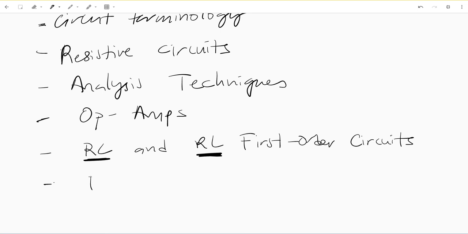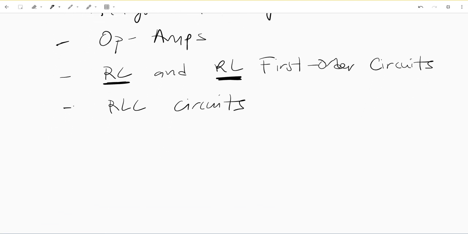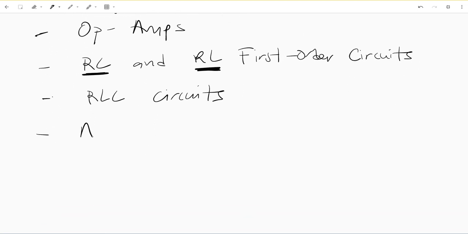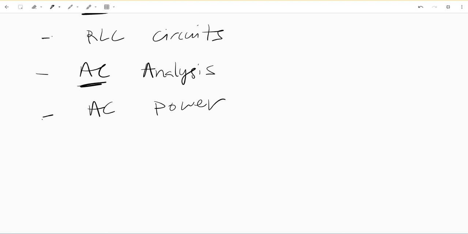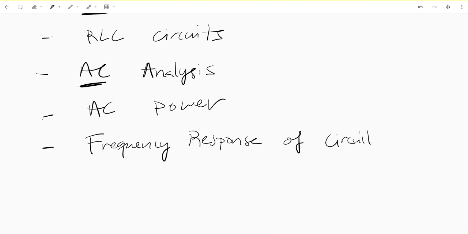And next, we're going to talk about RLC circuits. And then we're going to dive into AC analysis, which stands for alternating current analysis. And then we're going to dive into AC power. And then lastly, we're going to wrap everything up with frequency response. Frequency response of circuits and filters.